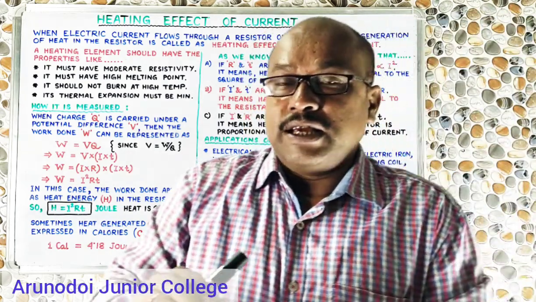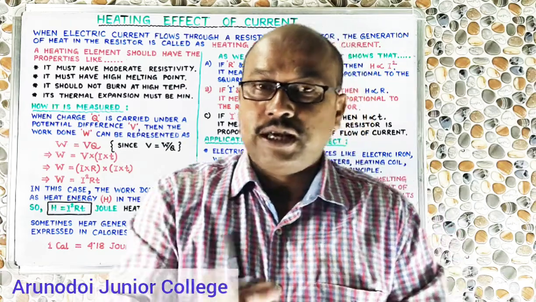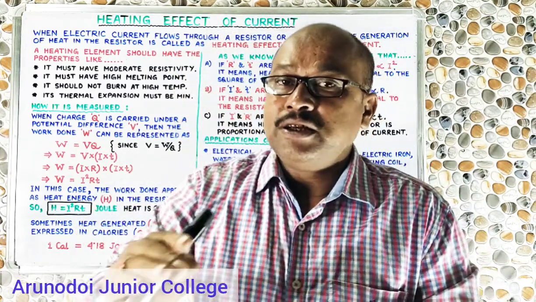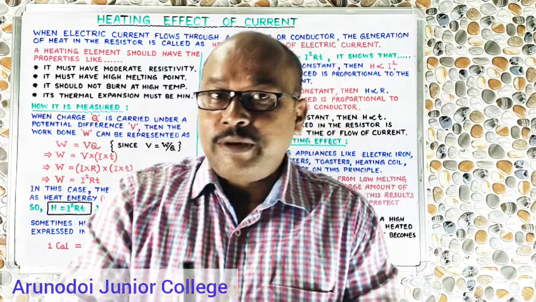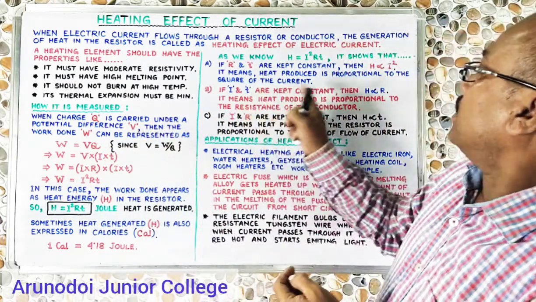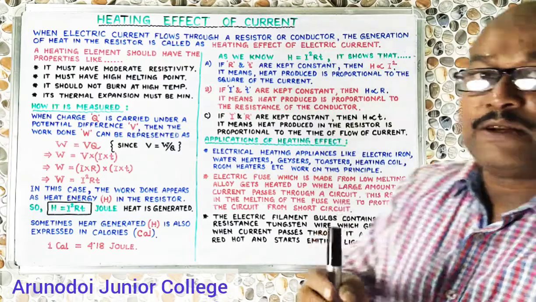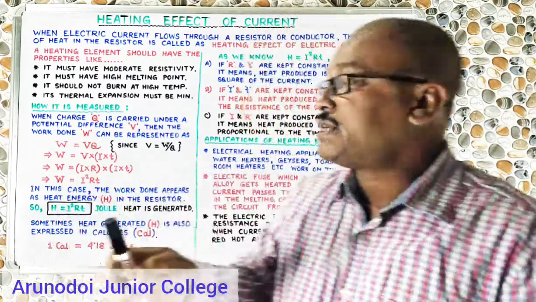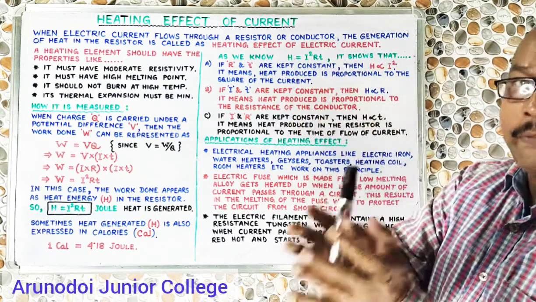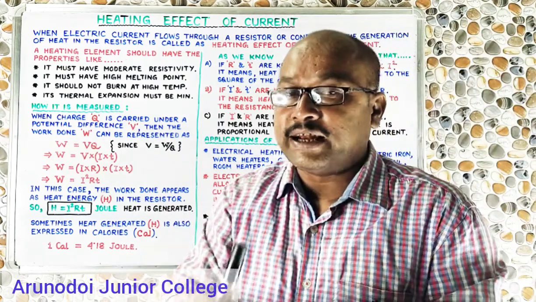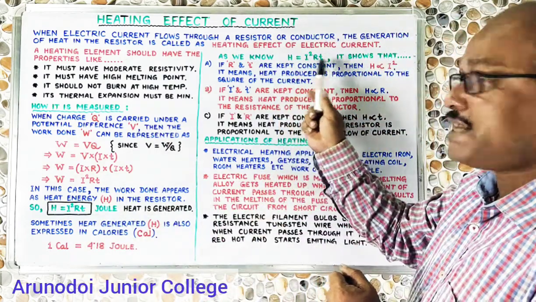Means if you increase the current 2 times, then heat generated will increase by 4 times, as a square. If you increase the current 3 times, then heat generated will increase by 9 times, in the form of square. Similarly, if you reduce the current to half, then heat generated will be reduced to 1 by 4 times. So this is how we are getting from this relation H is equal to I square RT. Since R and T you are keeping constant, the first observation you are getting is that H is directly proportional to I square. Now the second observation from the same formula.